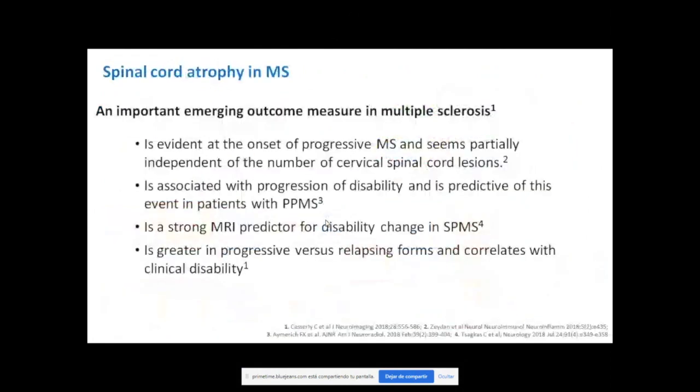Let me finish my presentation by talking about spinal cord atrophy, which has now become also an important topic because we know that particularly in the progressive phase of the disease, spinal cord atrophy is clinically relevant. We can measure this spinal cord atrophy, and it has a strong correlation with disability in this particular group of patients. And although in some ways also present in the relapsing forms of the disease, it is greater in the progressive.